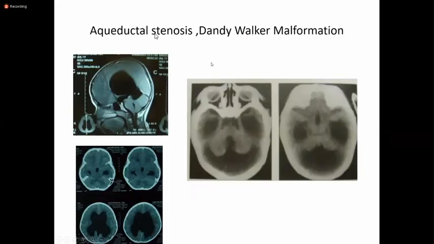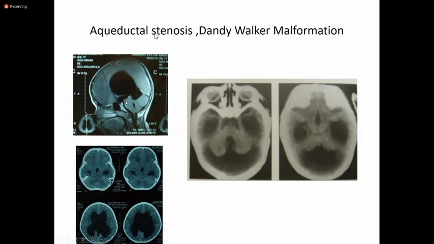These are the CT scans of aqueductal stenosis and Dandy-Walker malformation, two of the congenital causes of hydrocephalus. If you see, this is the lateral ventricle, the body of the lateral ventricle, causing upward bowing of the corpus callosum. This is the third ventricle. This all is the third ventricle.